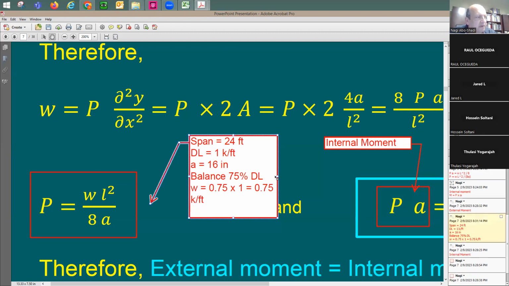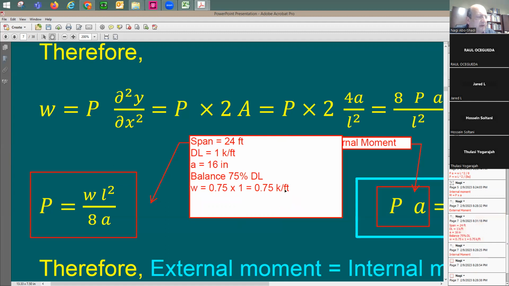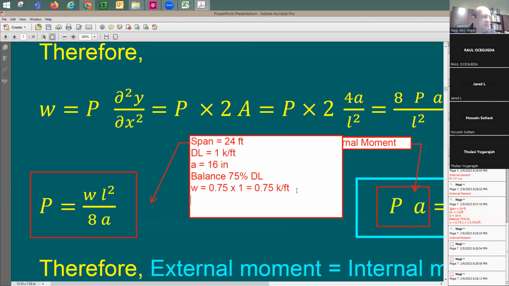Are we good? This is what we're trying to balance, just 0.75 kg per foot. Why? Because total dead load is 1, and I want to balance only 75% of it. So the question is, how much axial load do you need for pre-stressing force? Say P equals the load, 0.75, times L squared, we're going to say 24 squared, divided by 8 times A.